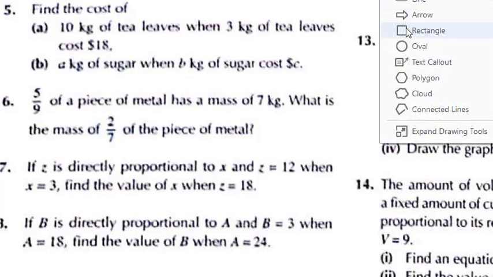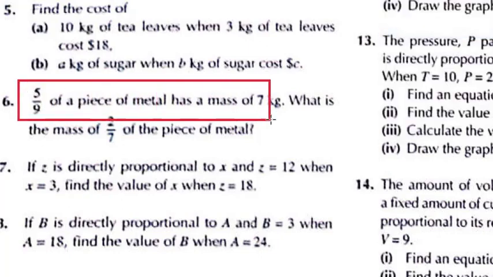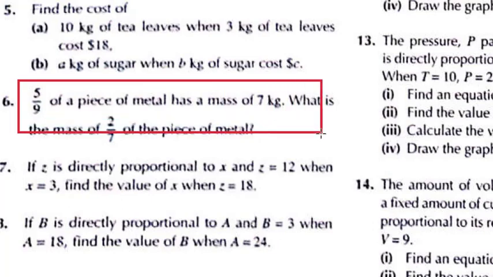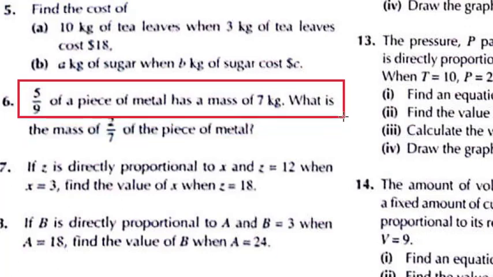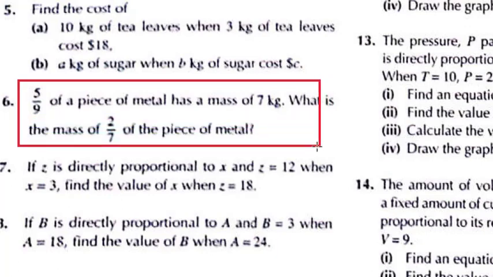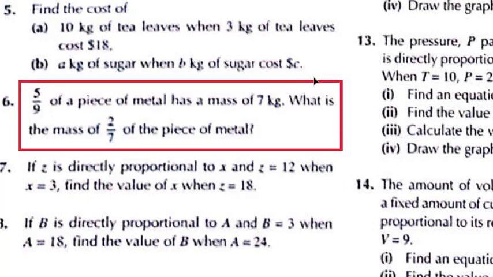What is the mass of 2/7 of a piece of metal? Remember one thing here, we may apply two methods. One is the unitary method and the other is the proportion method. Both ways are correct. Whichever one you want to apply, you can do it. So let's go to the solution.